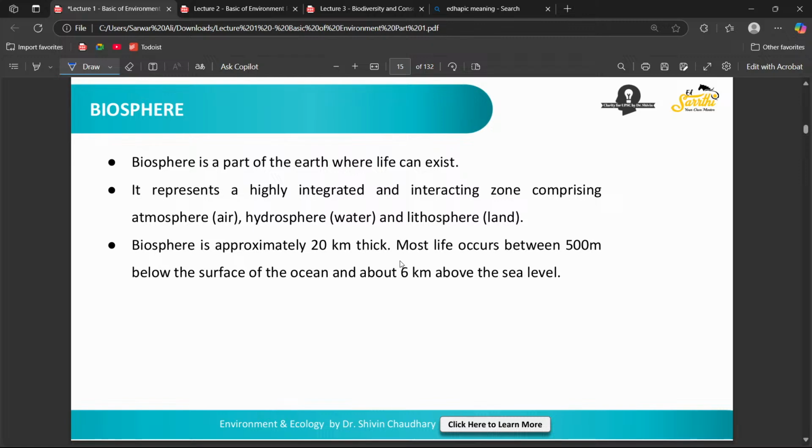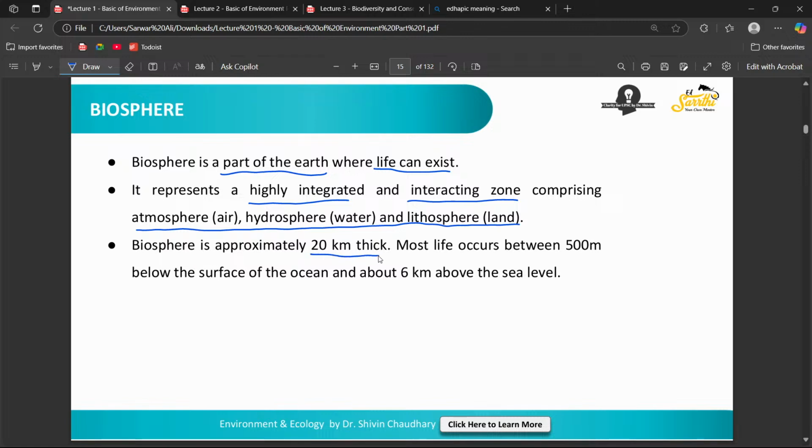weather patterns. Now we are going to biosphere. Biosphere is a part of Earth where life can exist. So it is basically parts of Earth where life can exist, right? Which means which help life to exist. It represents a highly integrated and interacting zone comprising of atmosphere, hydrosphere and lithosphere. All three are needed in most scenarios.